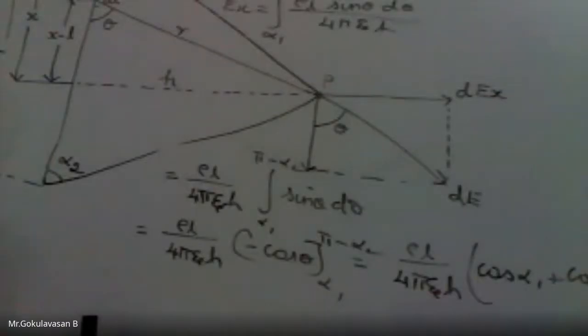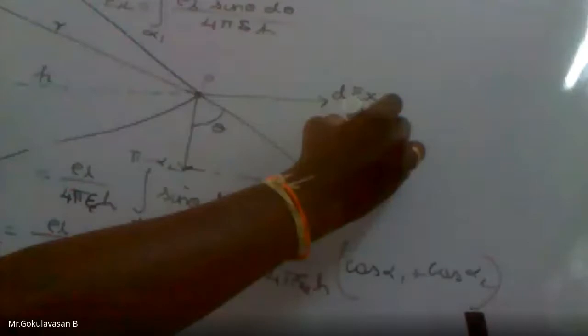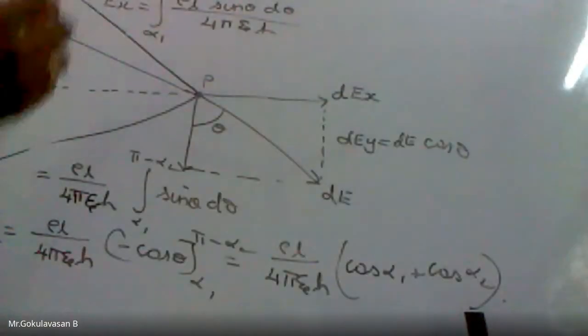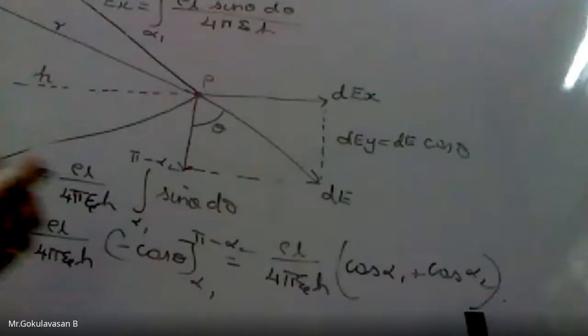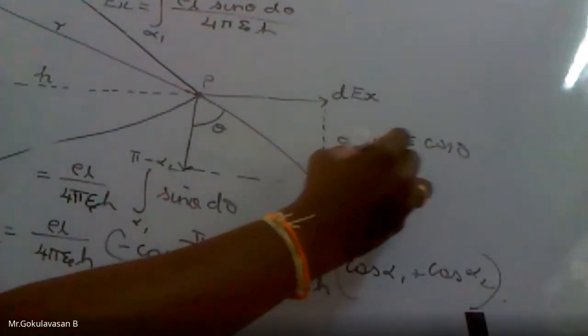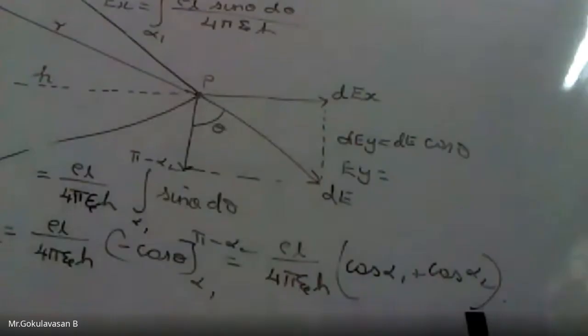Okay, right? I am going to perform the same operation for Ey. The only thing is you have to do it for dEy. We have already seen it is like dE cos theta. Wherever we have written sin theta here, we have to write cos theta and perform the same thing. We have to perform integration also between the same limits. If I do it, I will be getting the Ey expression.